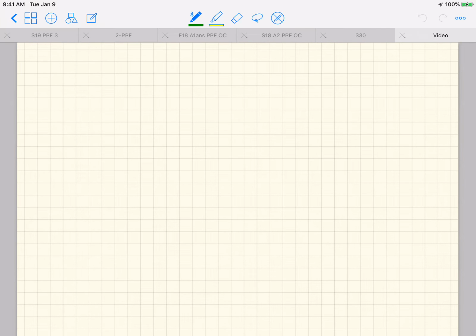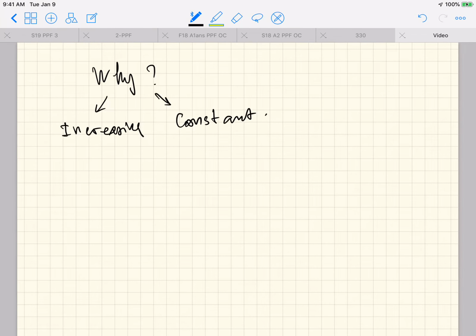Next thing, really briefly, I'm not sure if it actually makes sense to write it down. So why would we have increasing opportunity cost? Or actually, when we will have increasing and when we will have constant opportunity cost. So why increasing opportunity cost and why constant opportunity cost? Constant opportunity cost. Why or under what circumstances?